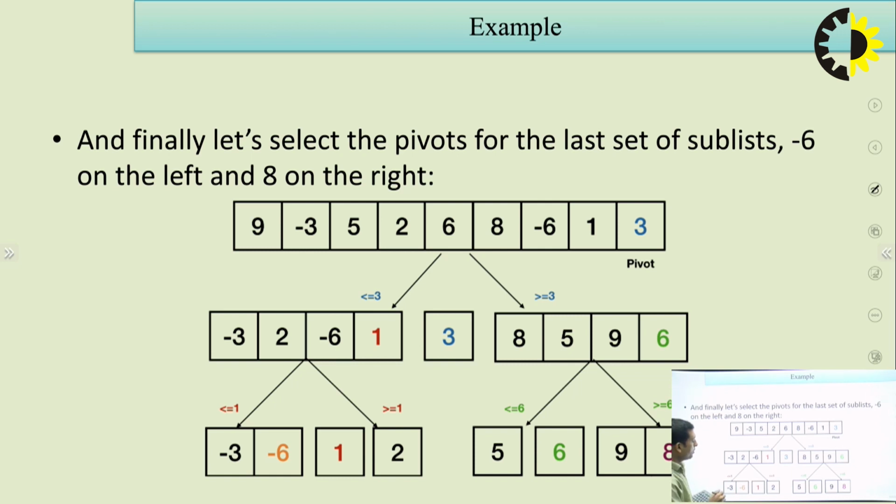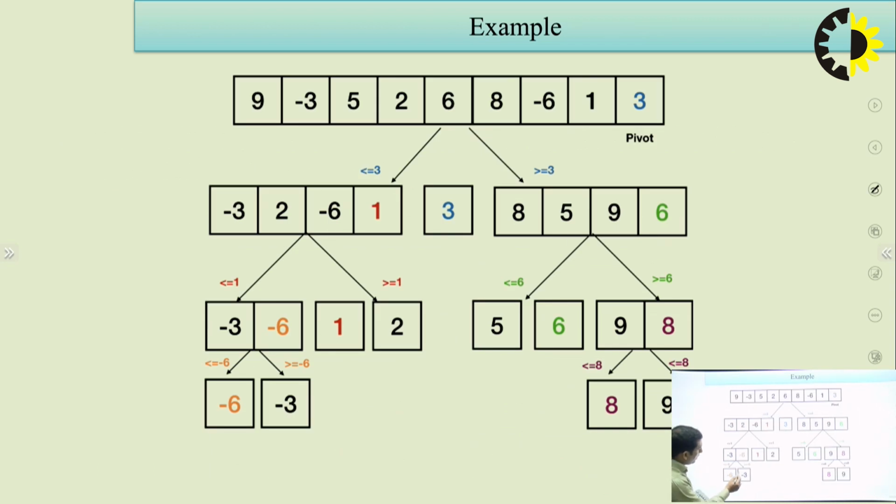Now this is repeated recursively. In this part also we choose the last element as the pivot element and then divide, and in this part we also choose 8 as the last element pivot and further divide, and in this part let -6 come to its proper position, and no other element is less than -6. So no partition here.